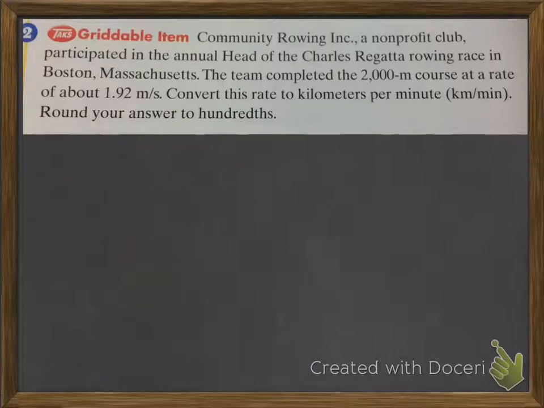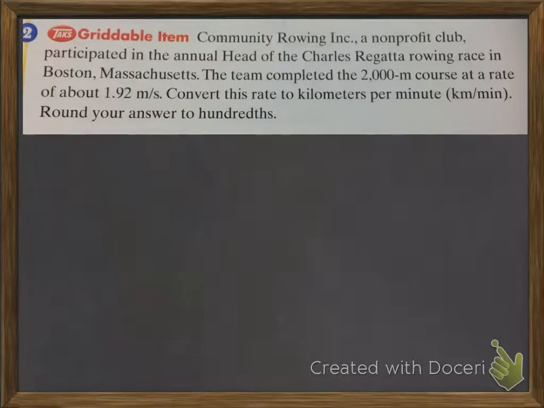A Community Rowing Incorporated, a nonprofit club, participated in the annual Head of Charles Regatta rowing race in Boston, Massachusetts. The team completed the 2,000-meter course at a rate of about 1.92 meters per second. Convert this rate to kilometers per minute. Round your answer to the nearest hundreds.